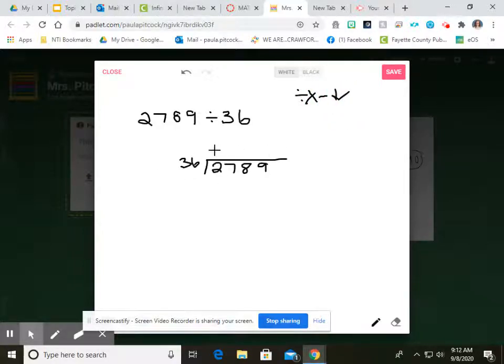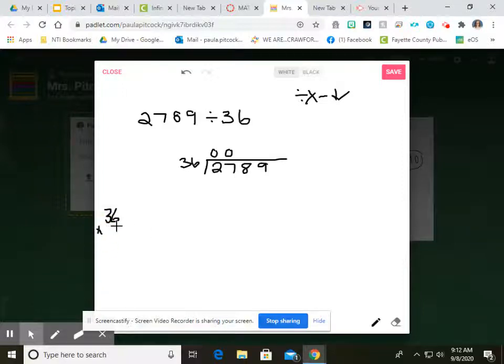So 36 goes into 2 0 times. 36 goes into 27 0 times. So I'm going to have to do 36 into 278. And I don't know that off the top of my head. So another strategy is to guess and check. So we could guess, I don't know, what do you want to guess? Probably something big. Because if it was 10, which it can't be, it'd be 360. So it could be a bigger number like 7, 8, or 9.